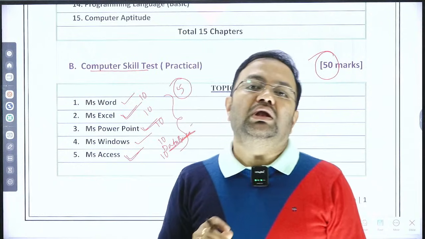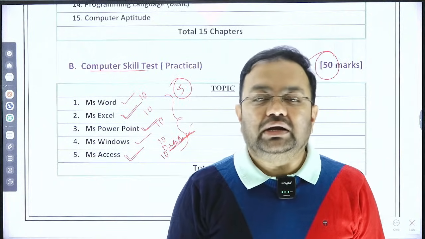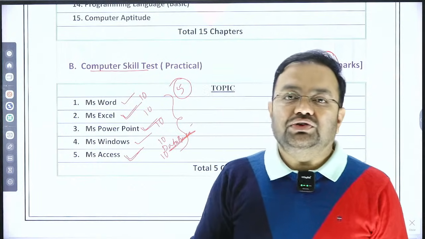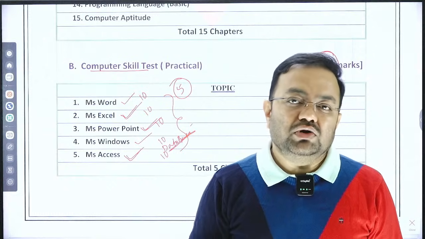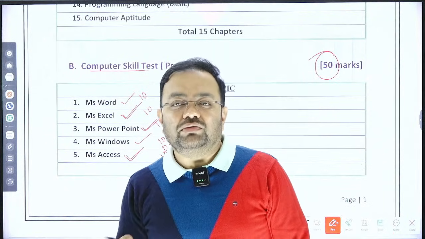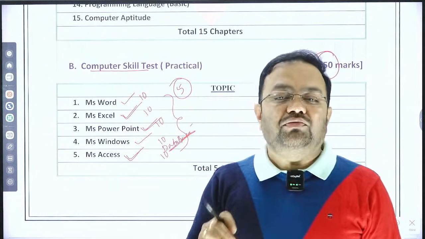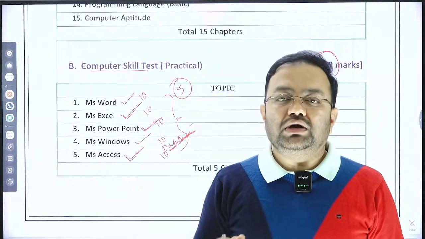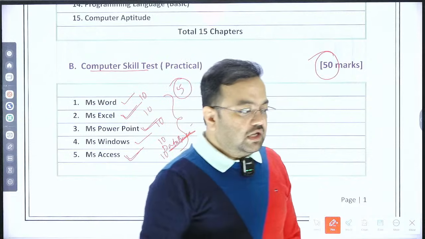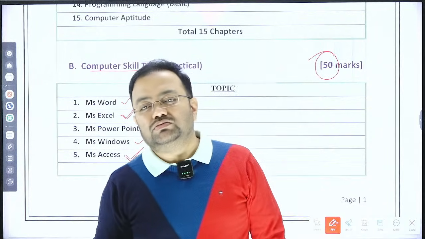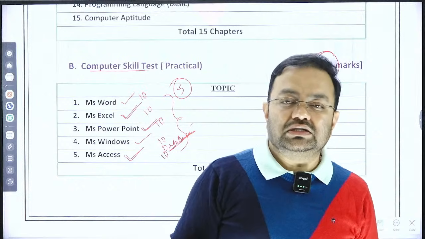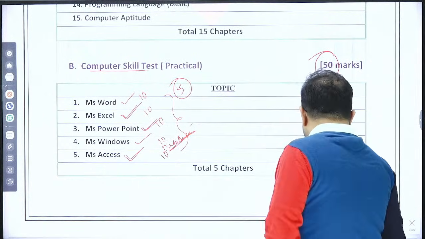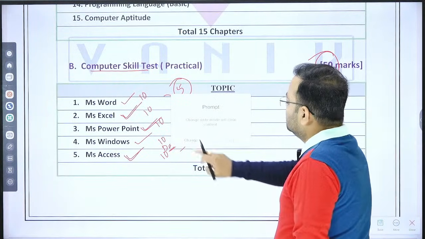Vanik has its own lab. More than 80 systems are available. Many students are joining for the skill tests of different examinations, and we will carry that out. Our target is that out of 50 marks you will definitely score full, because if you do 100 plus practice sessions in MS Word, Excel, PowerPoint, Access and Windows, then there will be confidence. Okay, so starting now, we are moving towards chapter number 1.